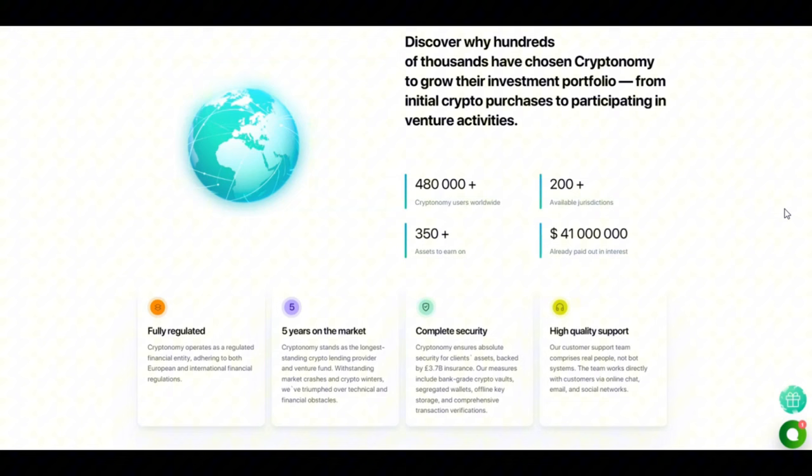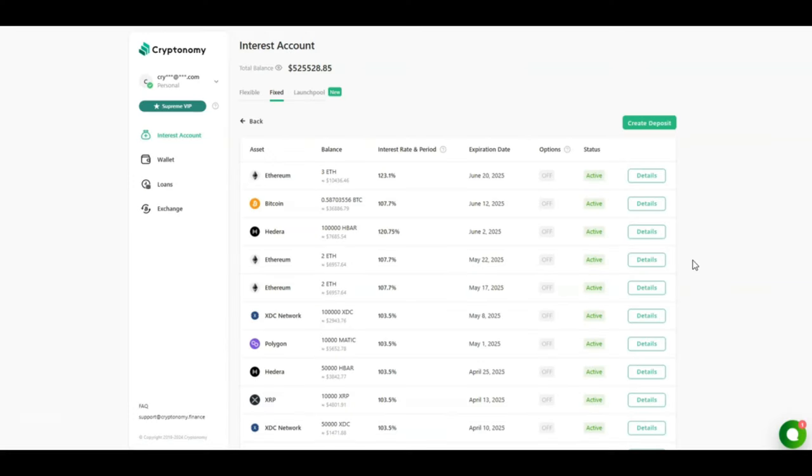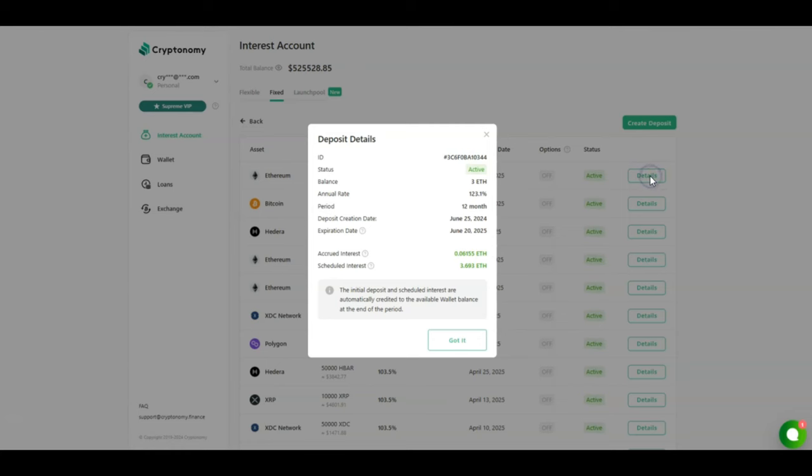Cryptonomy. I've been using Cryptonomy for the last few months, earning a massive passive income. Moving on to my Cryptonomy interest account. My last investment in June, I invested 3 Ethereum, and currently I've accrued 0.06 Ethereum, and I'm scheduled to be receiving 3.69 Ethereum by the end of this 12-month contract. My annual rate is 123% APR. So once again, I am more than doubling my initial investment.